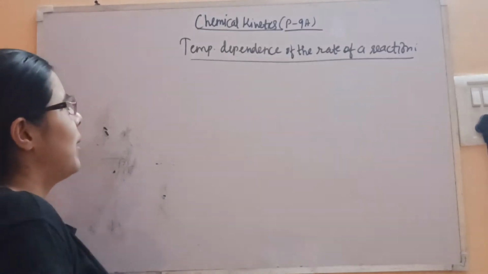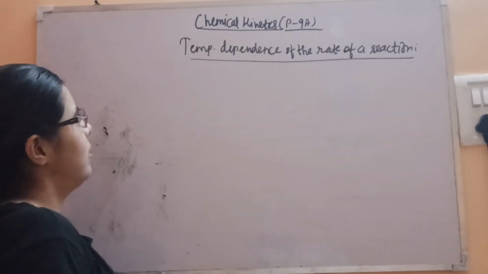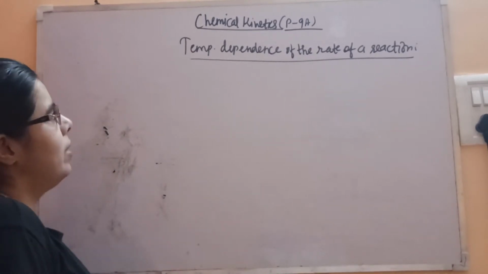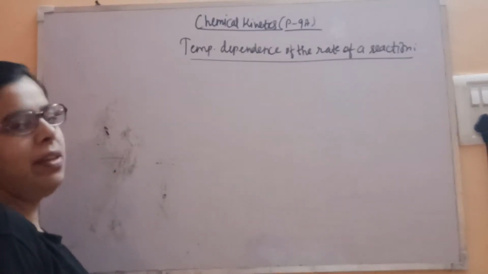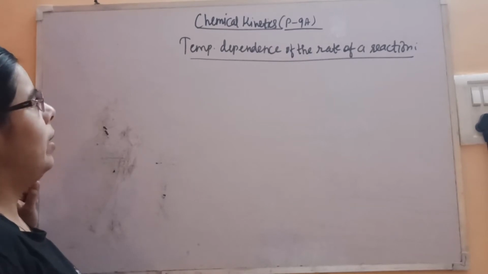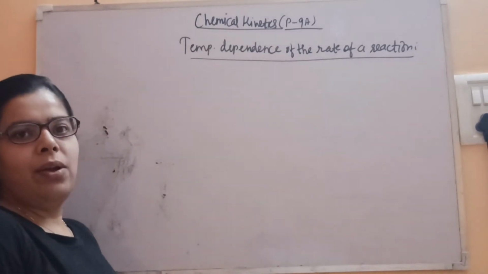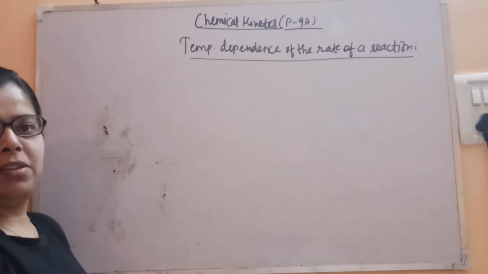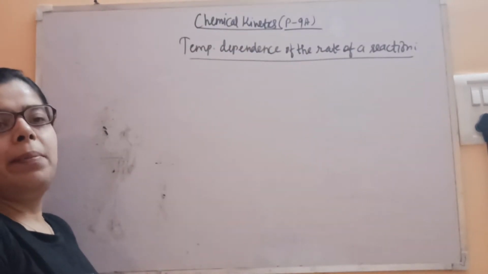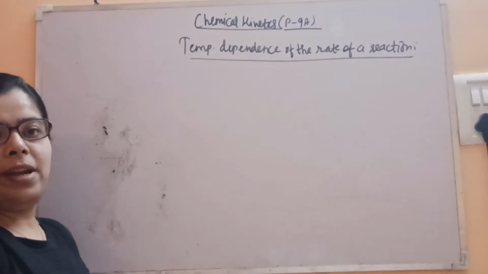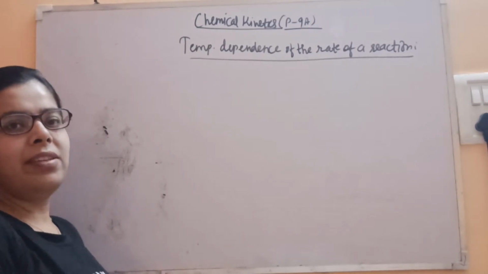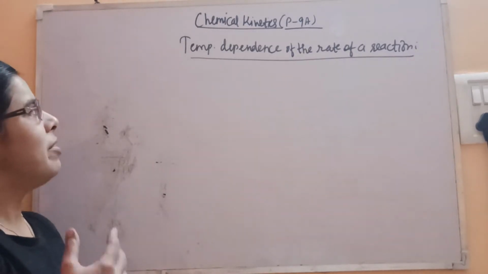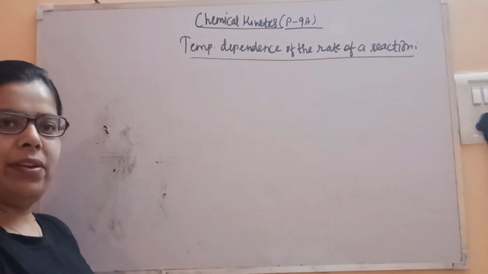Hello students, welcome back. So we were talking about the half-life of first order and zero order reactions. Then we have seen numericals also, how to calculate the half-life for a particular order of reaction. Now we have completed the first part of the chapter, that is the concentration dependence of the rate of the reaction. And the second factor is temperature dependence of the rate of a reaction. So let's see what is the effect of temperature on the rate of a reaction.